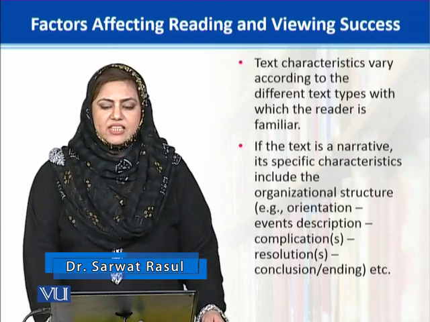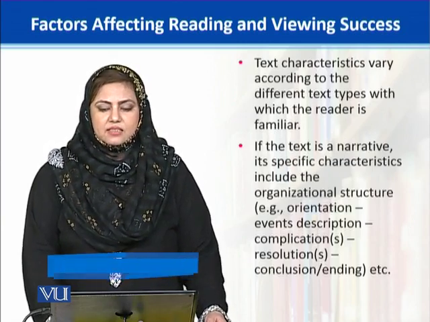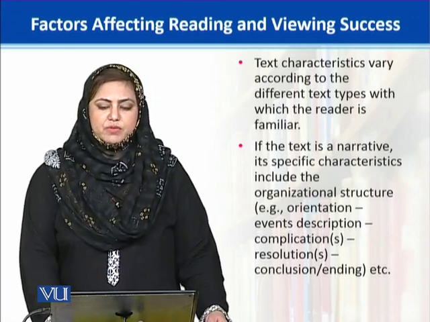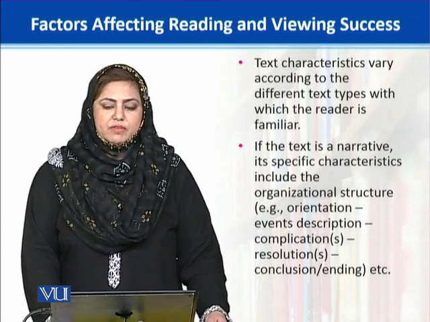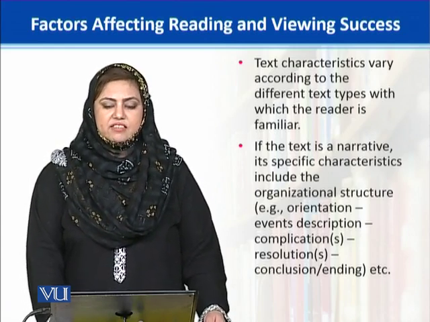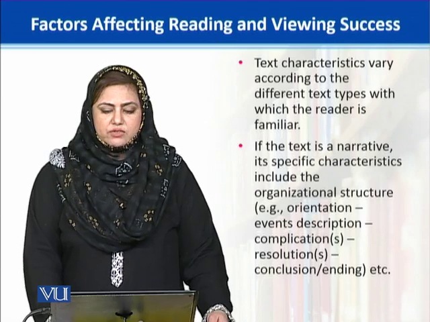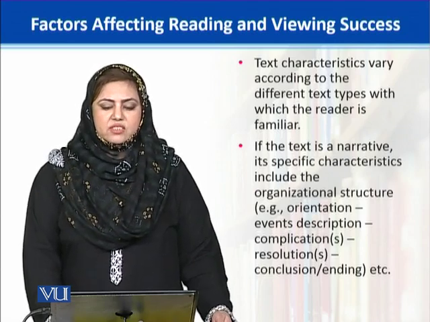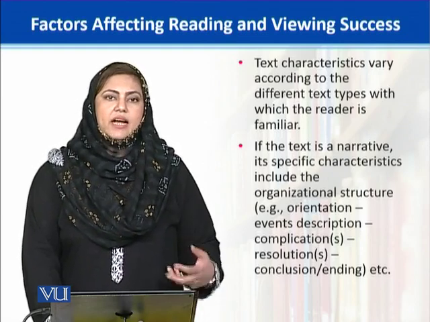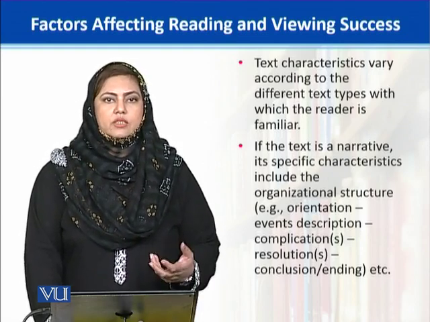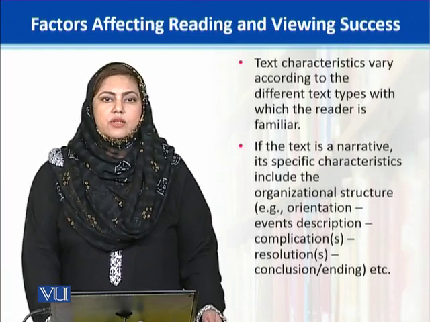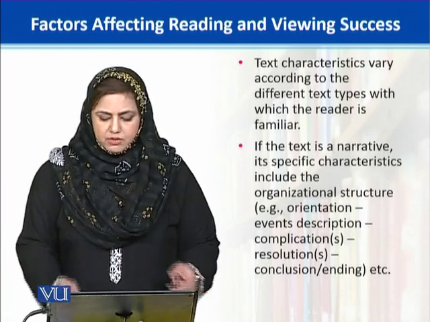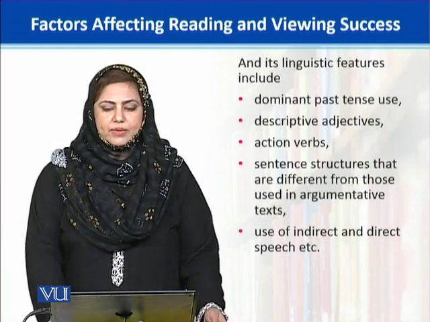As far as the text characteristics are concerned, they vary according to the different text types with which the reader is familiar. For example, if the text is a narrative, its specific characteristics would include organizational structure, that is orientation, event description, complications, resolution, and conclusion or ending of the story. Depending upon the nature of the text, this is what the organizational sequence would be.